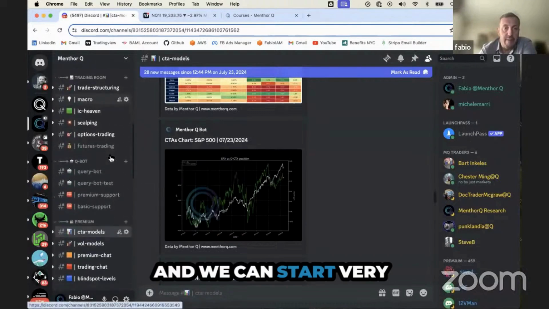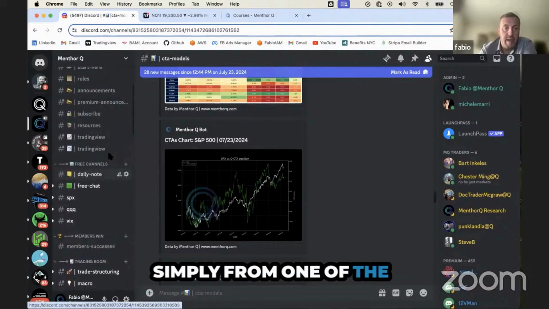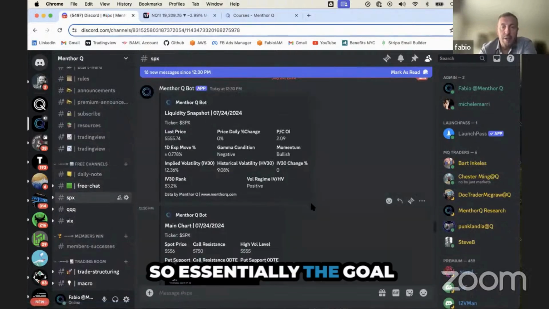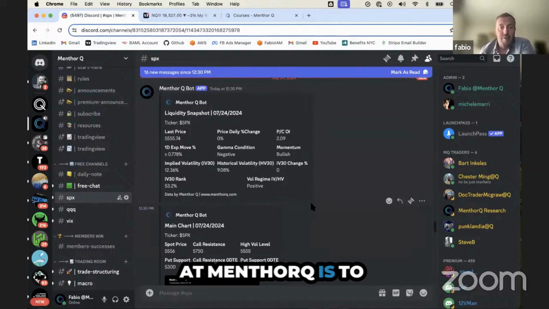And we can start very simply from one of the assets. So let's start from the SPX, right? So essentially the goal at MenthorQ is to simplify the read of the market, right? So you need to be able to be successful.